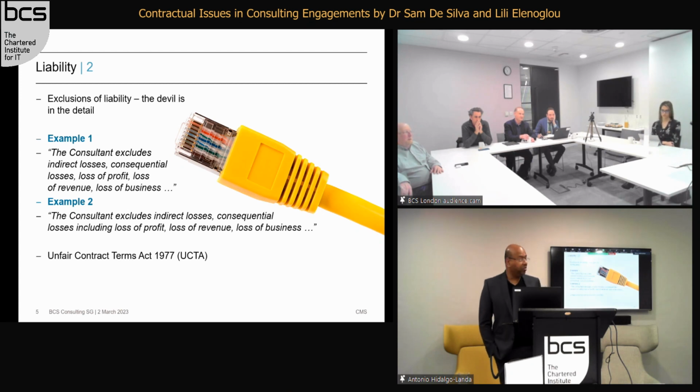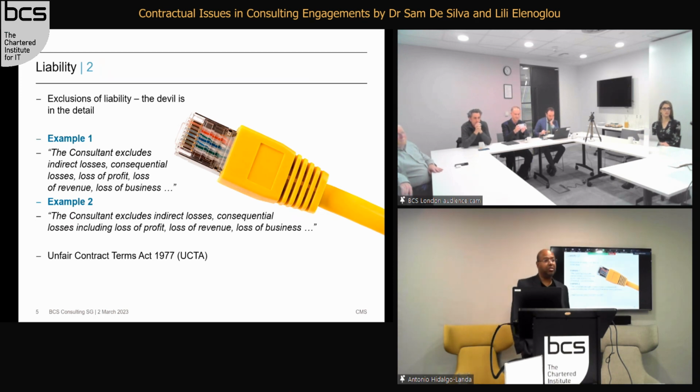So in example 2, because of that word including, you only exclude indirect loss of profit or indirect loss of revenue or indirect loss of business. So you would still be liable for direct loss of profit or direct loss of revenue. Whereas in example 1, because there's no word including, you would exclude indirect losses and consequential losses and loss of profit. So that loss of profit would be both direct and indirect. So that one word including has fairly significant consequences. Obviously, your ideal position would be this, but most customers will be astute to that. And I think the position you will end up with is example 1.